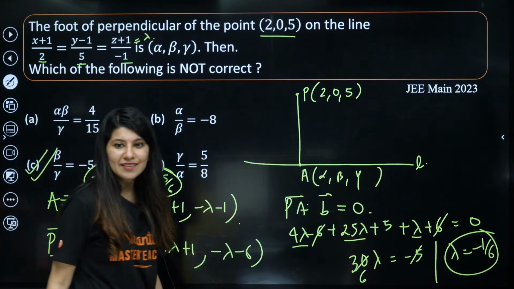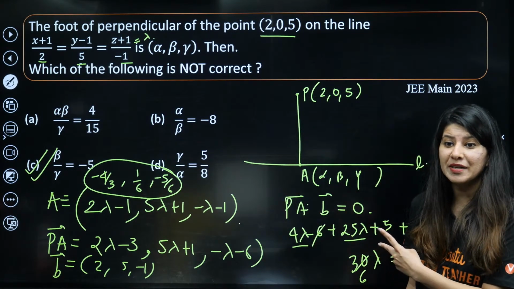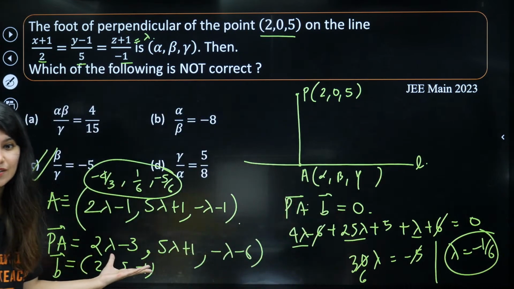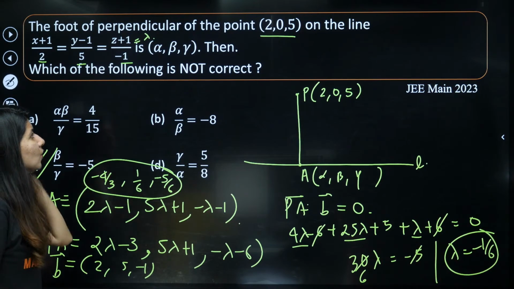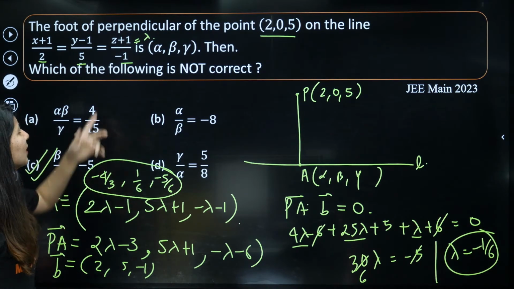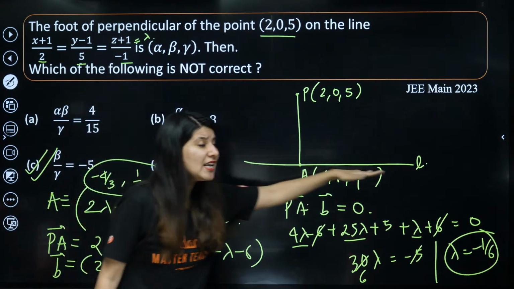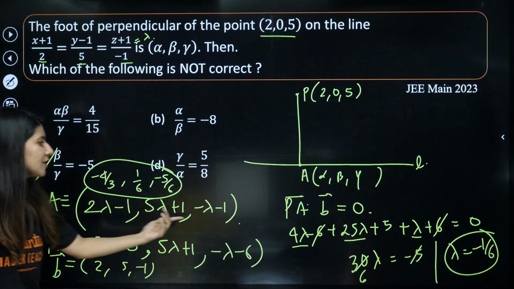Easy or difficult? Now you are doing the second question on foot of perpendicular, guys. So I have already told you about this. Whenever you need to figure out the foot of perpendicular, there is a set algorithm. You have a point, you have a line. Take that point on the line. So we have already done that. This is our coordinates of A.